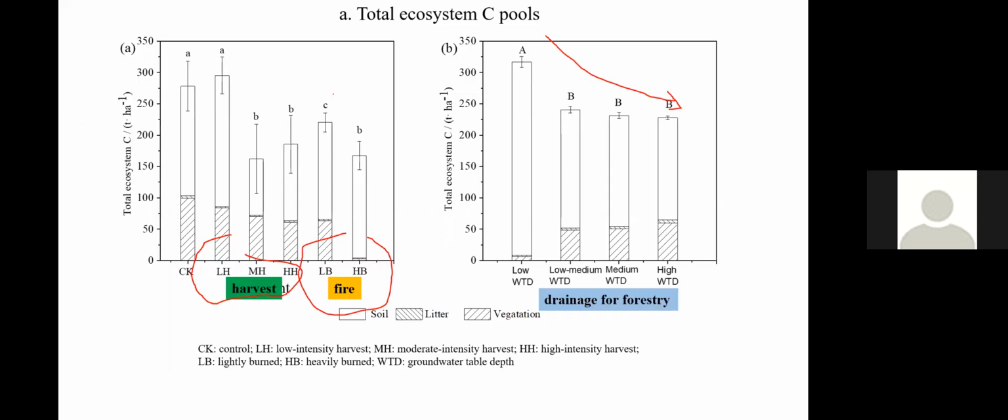Plus, you also showed it's both the low intensity wildfires as well, right? Yes. So both low intensity wildfires and low intensity harvests are giving rise to that rise in carbon sequestration. The intensity is also in terms of standing volume.